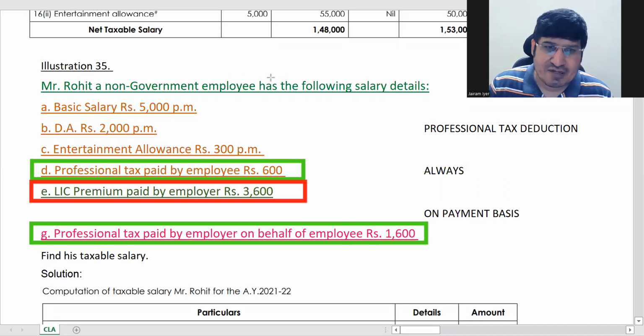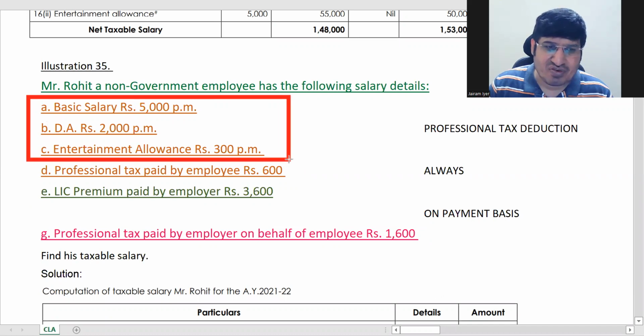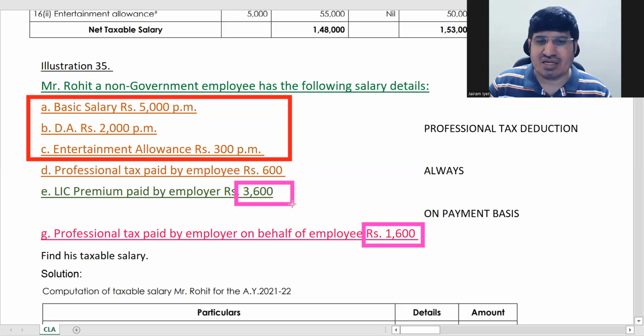So what we have to do here is find taxable salary. Let's find this taxable salary. First of all, your basic, DA and entertainment allowance we have to write straight away. There's nothing you have to do about it. After this, you will need to show two perquisites. One is this one. Sorry, this is paid by the employee, so this is not a perquisite. Two perquisites you will show. One is this, second is this. This is the only thing which will come in the salary statement.